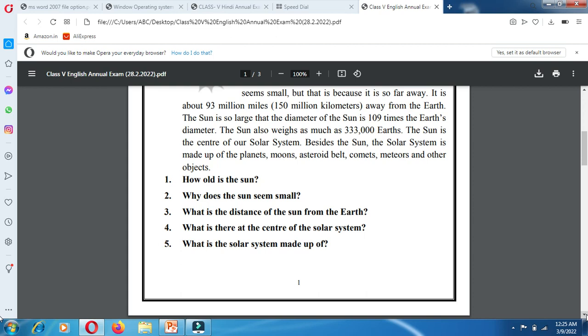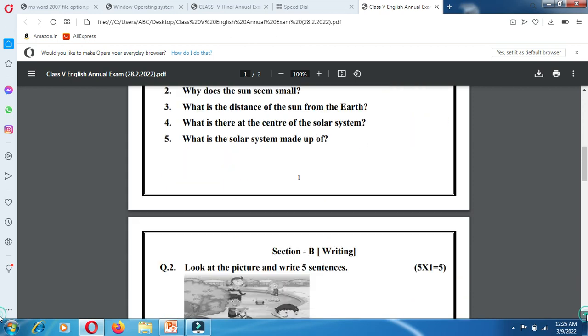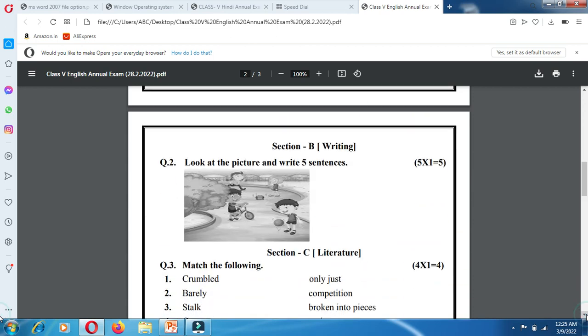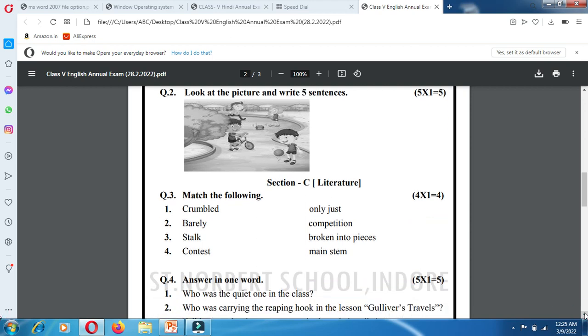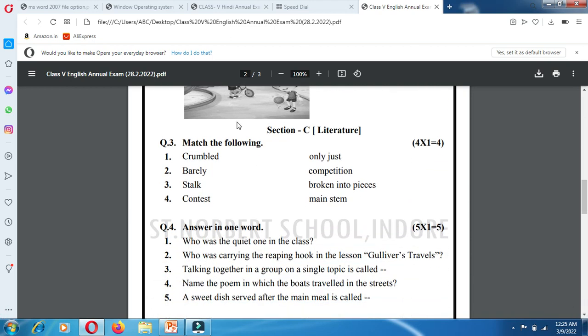Question number 3. Match the following. Literature section, Section C. Match the following. Number 1. Crumbled. Only just. Barely. Competition. Stock. Broken into pieces. Contest. Main. Steam. Match the column.